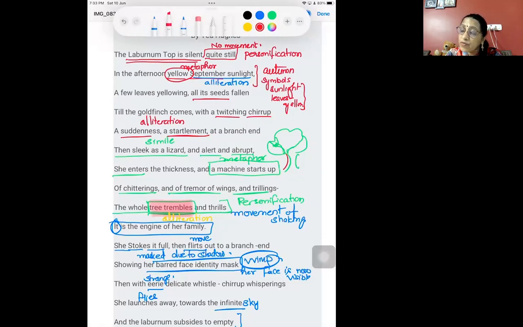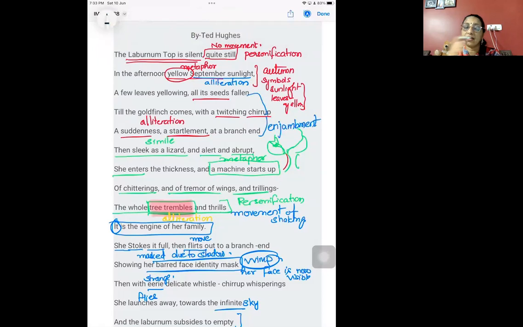And till when it is silent, कब तक वो शांत है? मतलब जो पेड़ है जब तक someone had not come over it, जब तक कोई उस पर नहीं आया था. Till the goldfinch comes. Goldfinch is a bird with a twitching chirrup, एक आवाज मचाते हुए. A sudden startlement, there is a movement, a sudden movement is there at the branch end. मतलब she has come, she has sat on that branch और वो ऊपर चढ़ रही है along with her family. उसके छोटे छोटे बच्चे हैं साथ में.